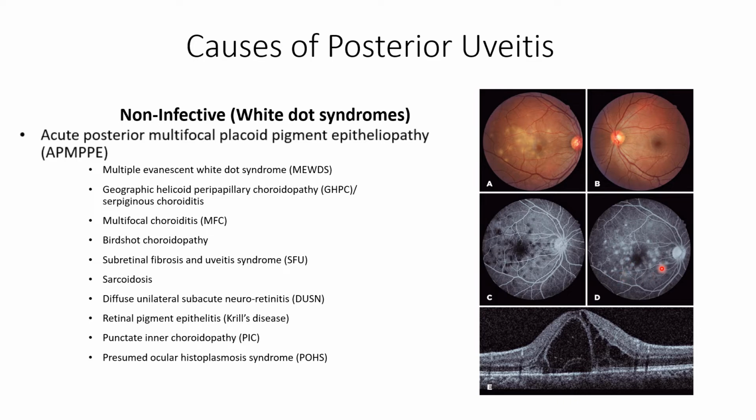staining of the tissue. This is one OCT which is showing us the cystoid macular edema which has occurred secondary to the inflammation of the choroid and retina.